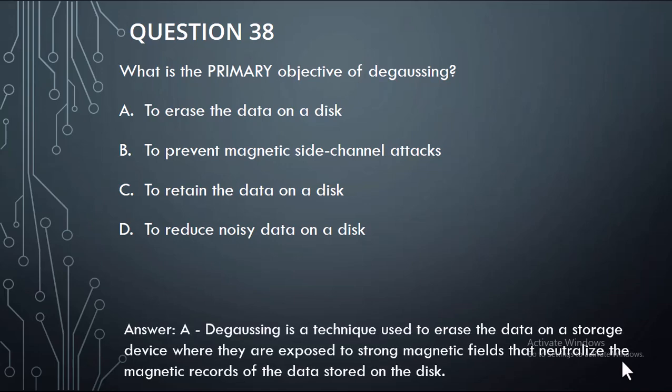Degaussing is a technique used to erase the data on a storage device where they are exposed to strong magnetic fields that neutralize the magnetic records of the data stored on the disk.